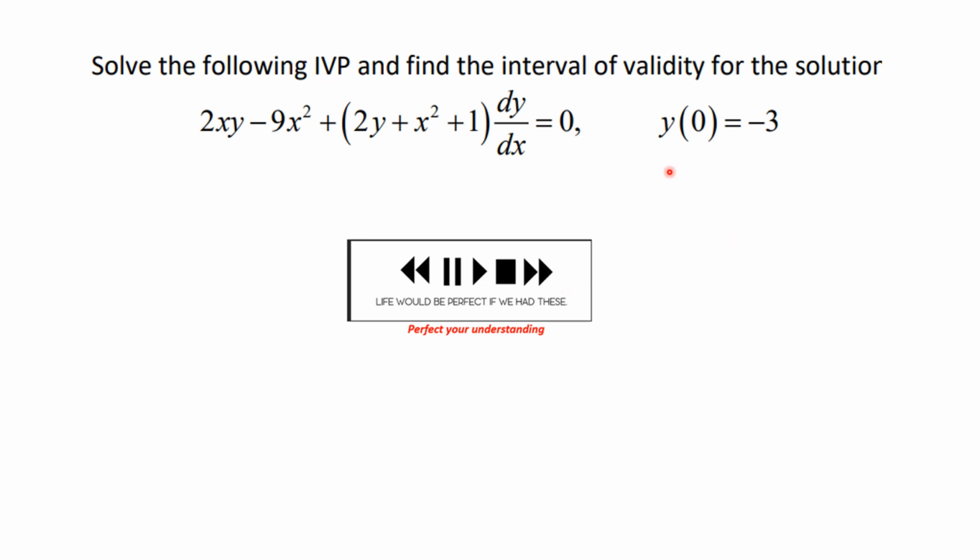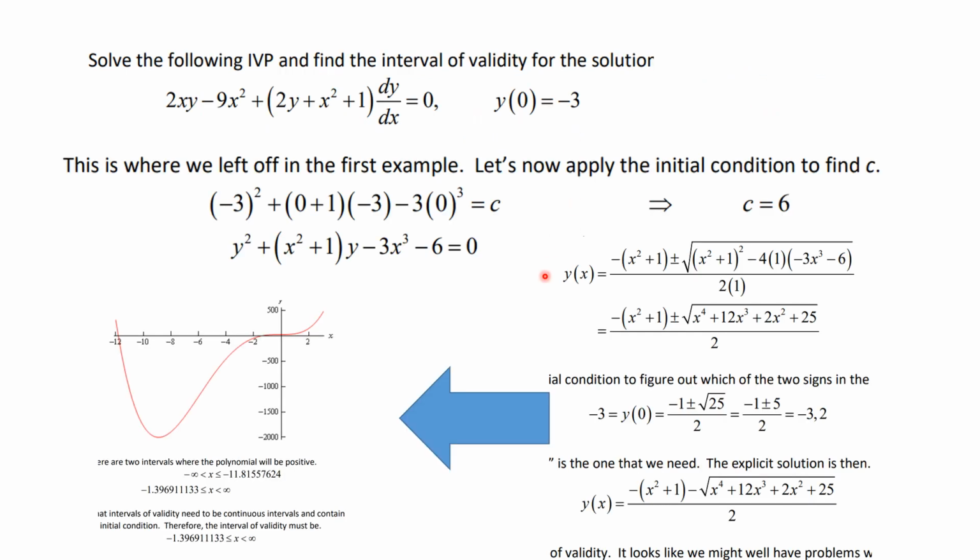This problem is similar to the other one. The big difference is that I gave you an initial condition, and I also asked you to find the interval of validity. Well, we found a solution last time, so you apply the initial condition. You should have gotten C to be 6, and that means this is what your expression looks like.